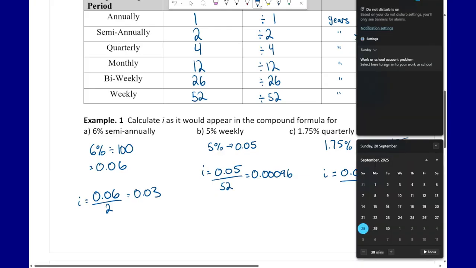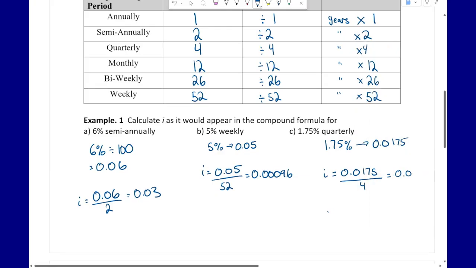And we get 0.0044. So I'm just going to round it there. So you might get some very small numbers, which is okay, right? Because usually if we're taking relatively small numbers to begin with and dividing them, you're going to get small numbers, you're going to get decimals. So it's okay if we get this.